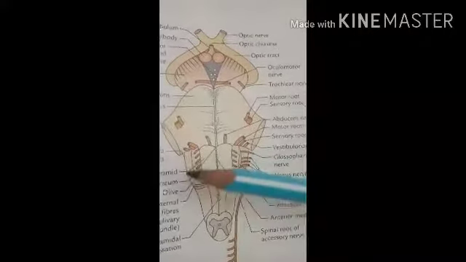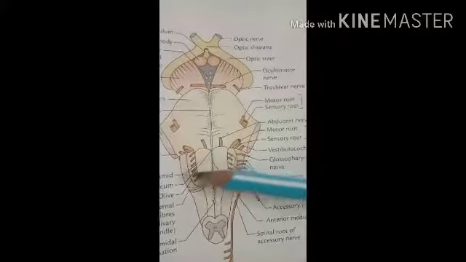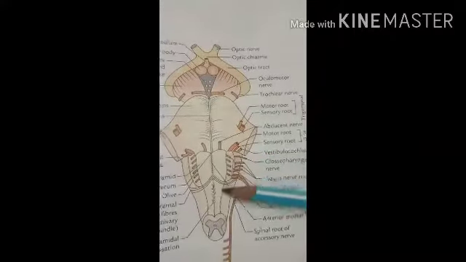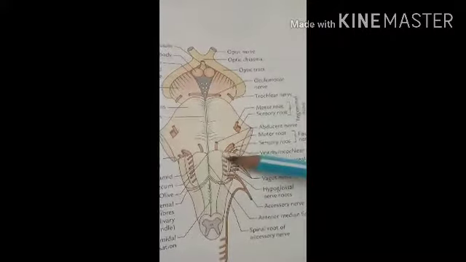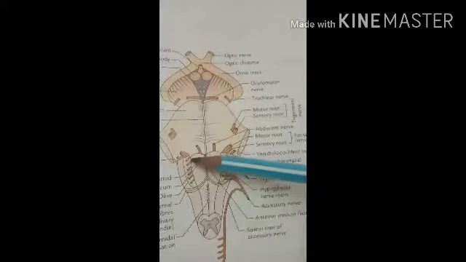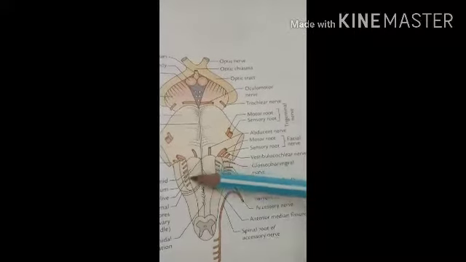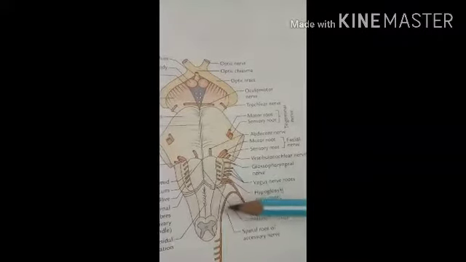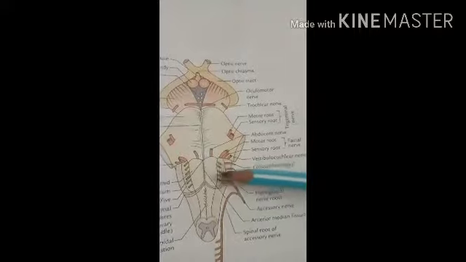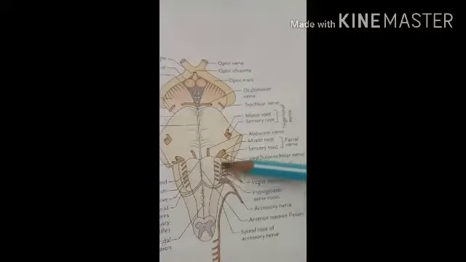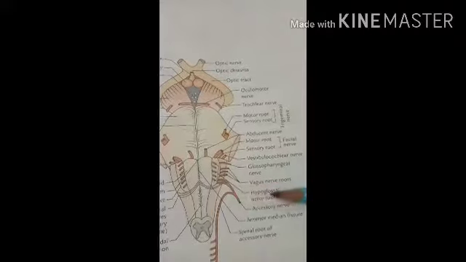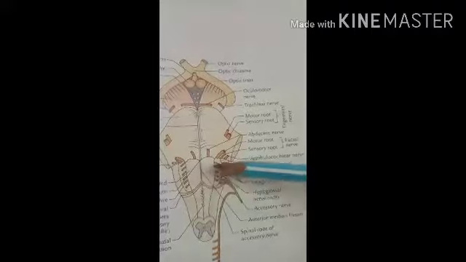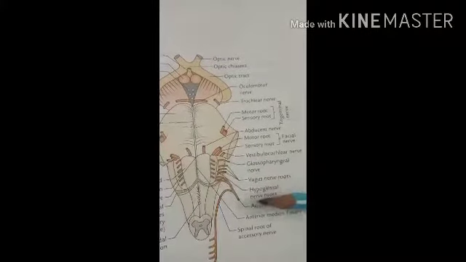Then on each side, of every right and left half, there is again a sulcus. That is called the anterolateral sulcus, this one. It lies in line with the ventral root of the spinal nerves. From this, the hypoglossal nerve originates. Here you can see from both sides the hypoglossal nerve originates.